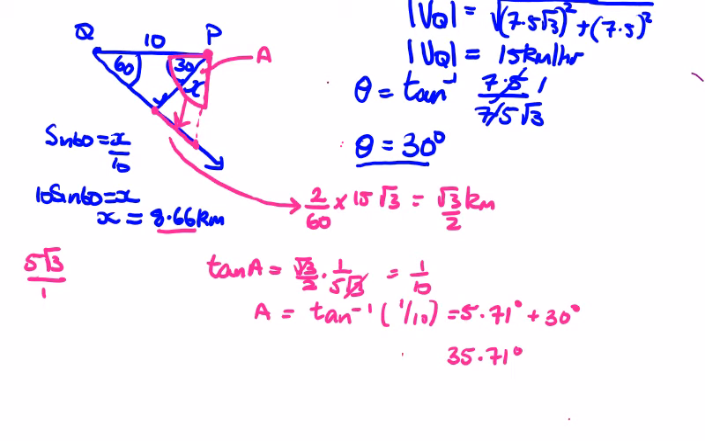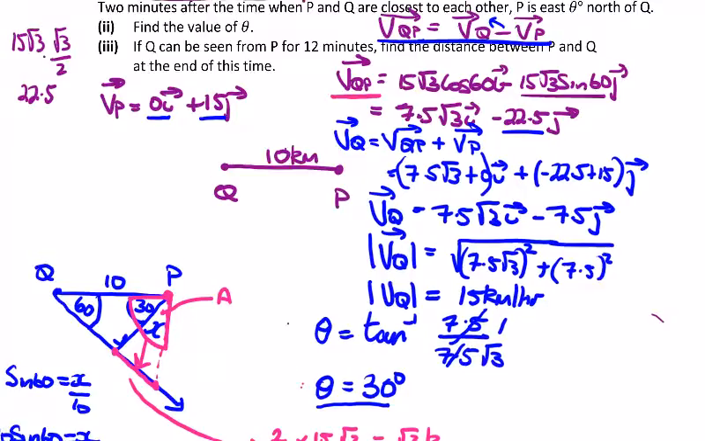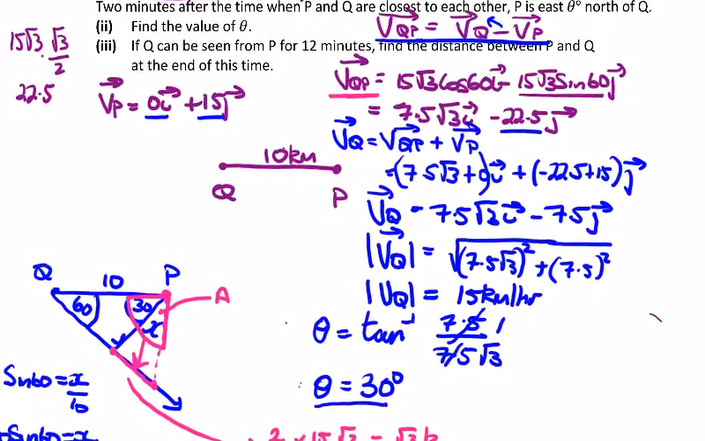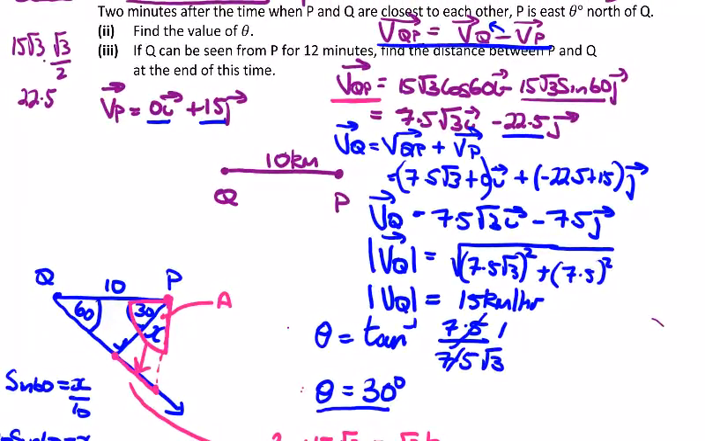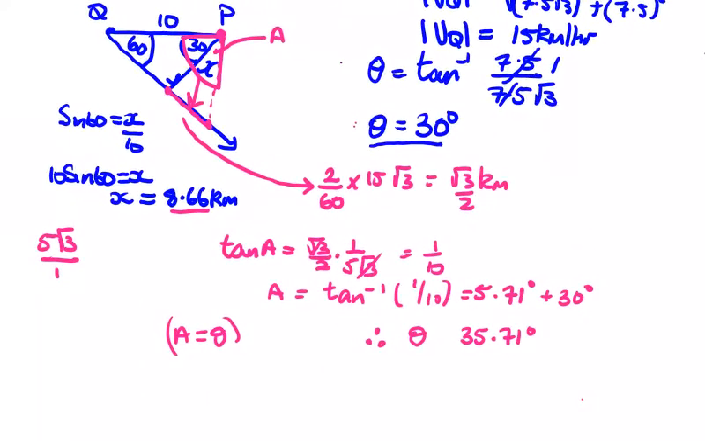And they're calling that theta. Actually, we give it theta. A is equal to theta. Therefore, theta is 35.71. And then in the last part, if Q can be seen from P for 12 minutes, find the distance between P and Q at the end of this time. So 12 minutes this time.